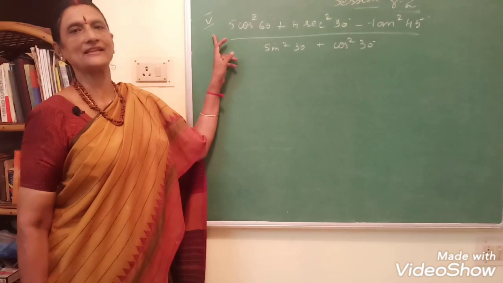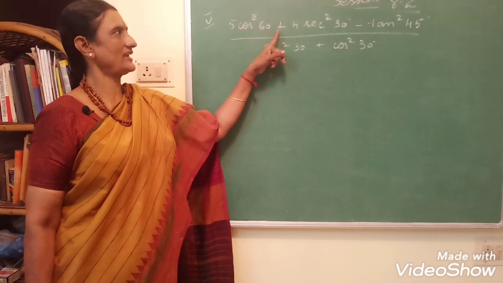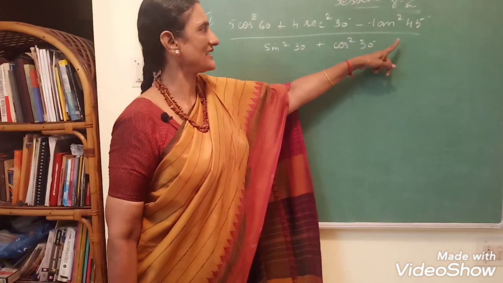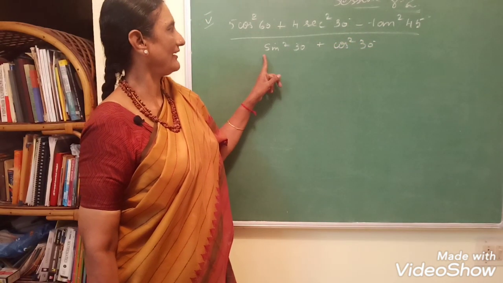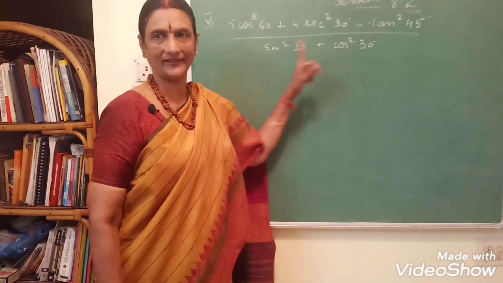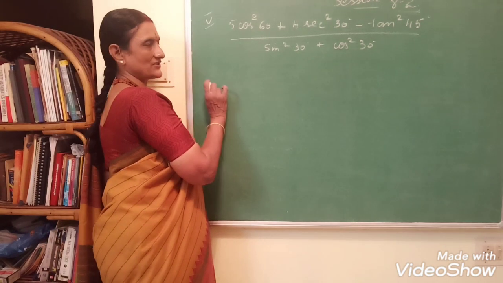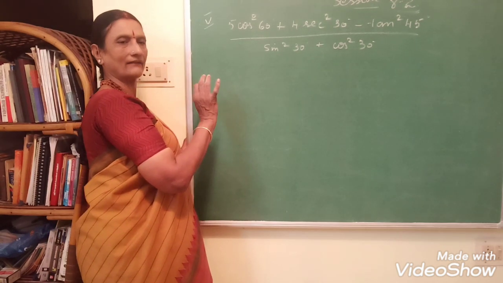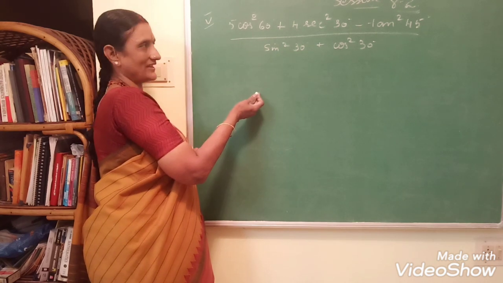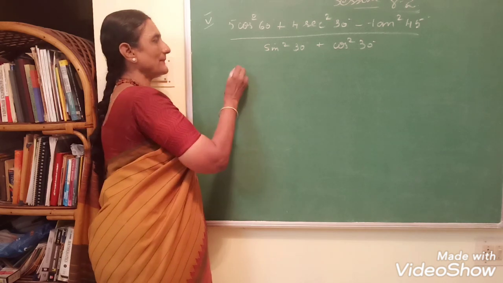Take down the fifth sum, children. The fifth sum is 5 cos squared 60 plus 4 secant square 30 minus tan square 45, divided by sin square 30 degrees plus cos square 30 degrees. Okay. Now, 5 cos square 60. You all know cos theta is half when theta is equal to 60. Therefore 5 cos square, half square is 1 by 4.